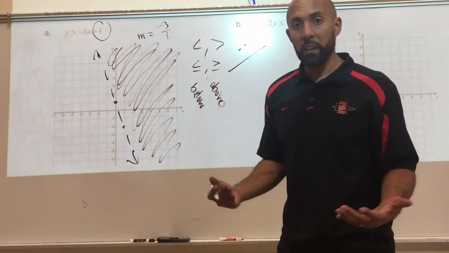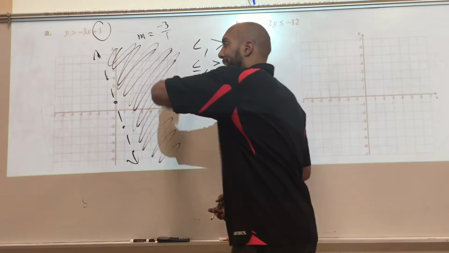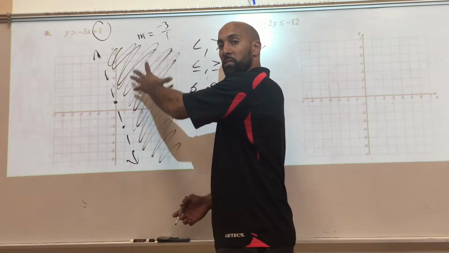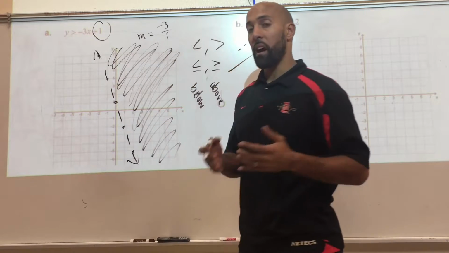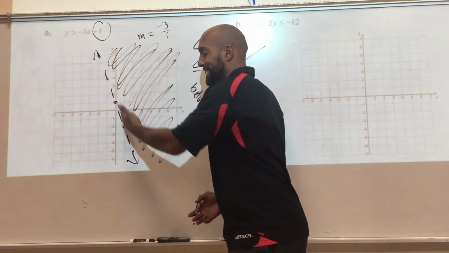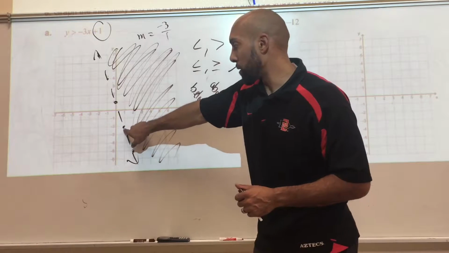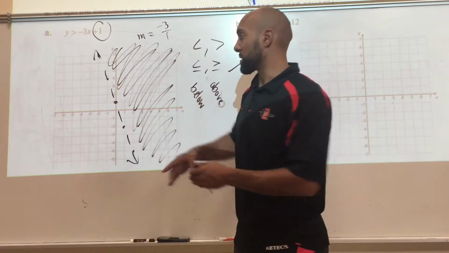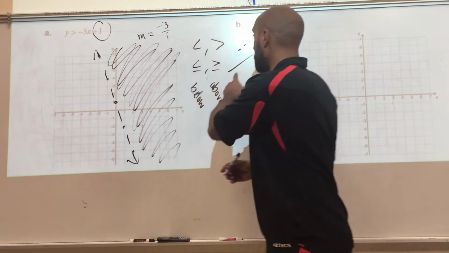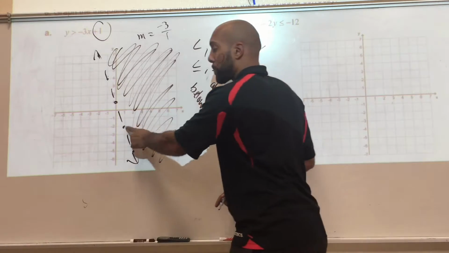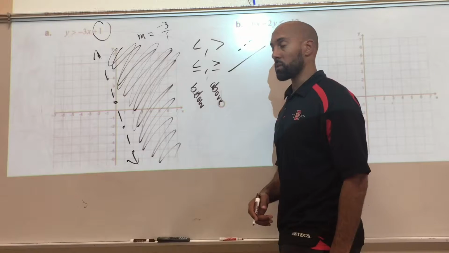And again, what does that mean? It means that our answer can be any point in this zone, in this region. However, if the line is dashed, the answer cannot touch this line. So that point right there is not an answer because the line is dashed. If it was solid like this, that point could be a solution.